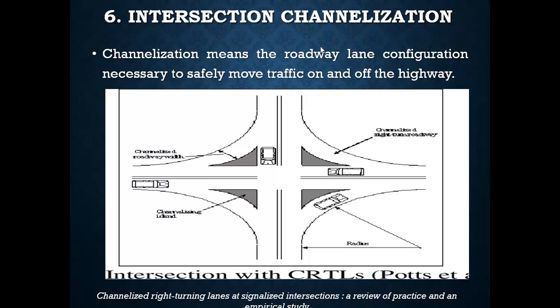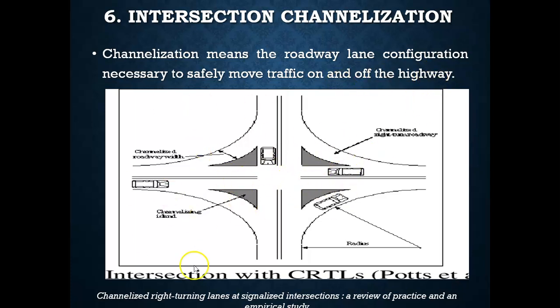channelization. This allows motorists to move at different speeds and in potentially conflicting directions without colliding. And this is usually used on high volume highways and high volume approaches on the road. So the channelization means that the road will link configuration necessary to safely move traffic on and off the highway.